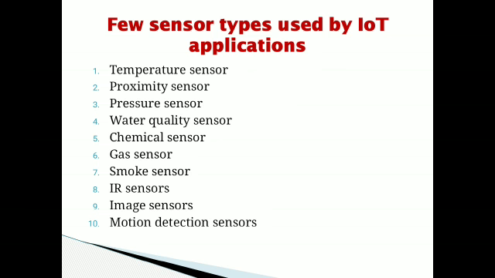Few sensor types used by IoT applications. By the name itself we can understand where we can use each sensor. There are temperature sensor, proximity sensor, pressure sensor, water quality sensor, chemical, gas, smoke, IR, image, motion detection sensors.